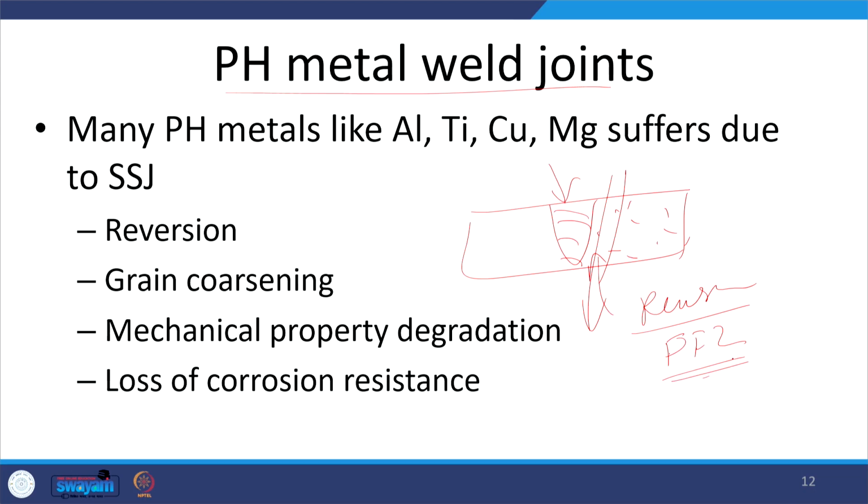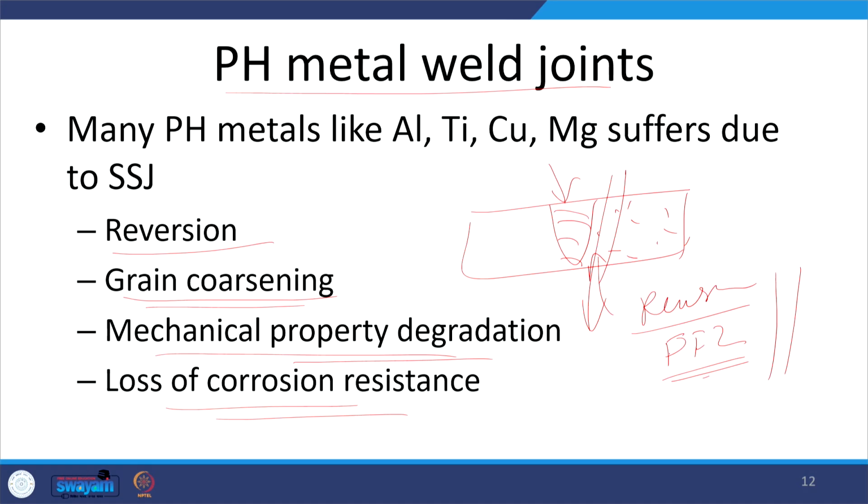So, we need to do something in order to avoid this kind of softening of the heat affected zone. This softening is attributed not just to the reversion, but also to the coarsening of the grains in the heat affected zone. This in turn degrades the strength significantly and also reduces the corrosion resistance.